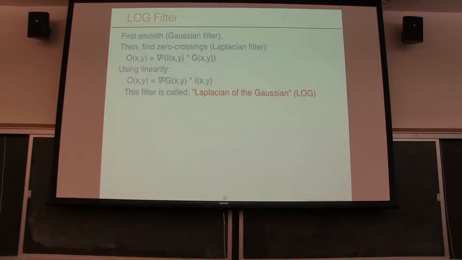Or, again, I can use linearity. Instead of doing two operations, I can combine noise cleaning with the second order derivatives. And what that means is that now I convolve my given image with the Laplacian of the Gaussian. That's actually the name of an edge detector, the Laplacian of the Gaussian, or LoG.